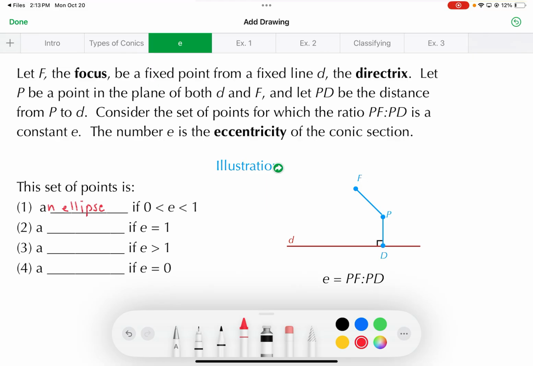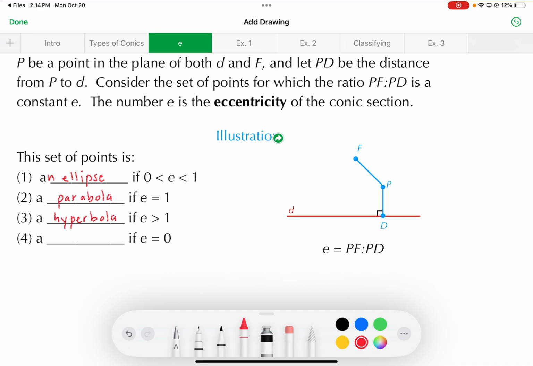If that ratio is exactly 1, you're going to have a parabola. If the eccentricity is greater than 1, you will get a hyperbola. And on the off chance you get the eccentricity to be 0, you are going to get a circle. And the reason for that is a circle doesn't have a focus point, so the distance from any point on the circle to the focus would be considered 0, making the ratio for the eccentricity 0, okay?